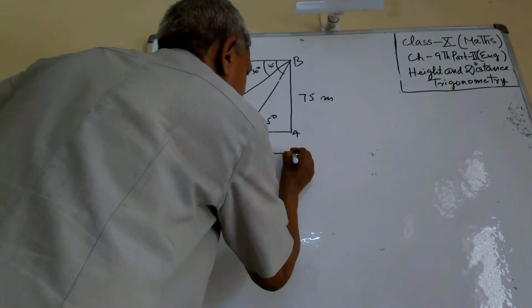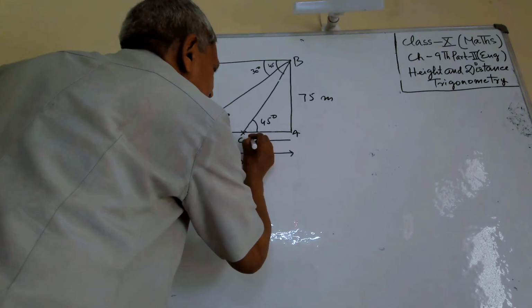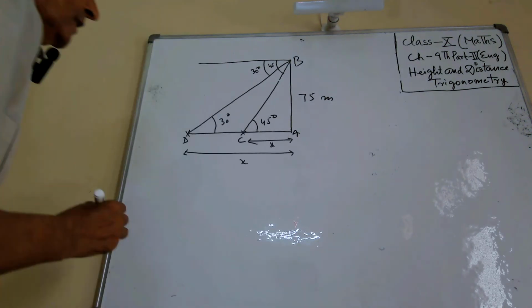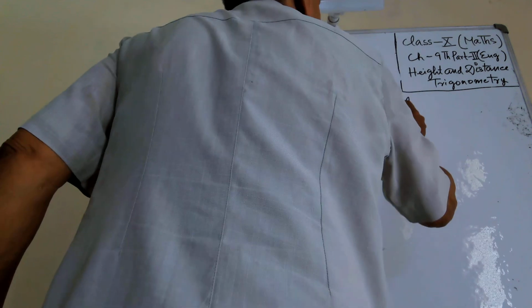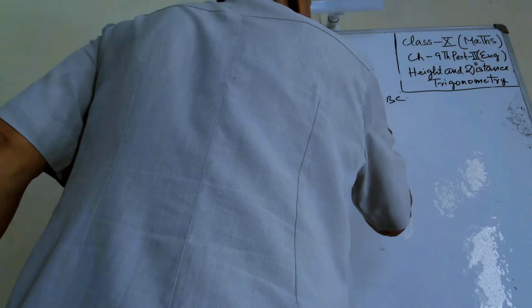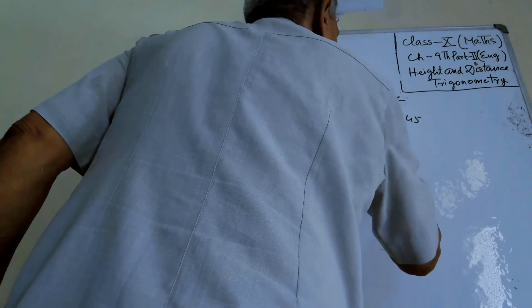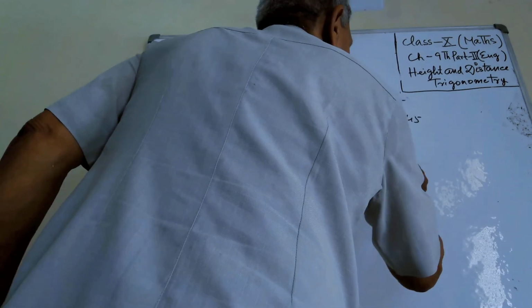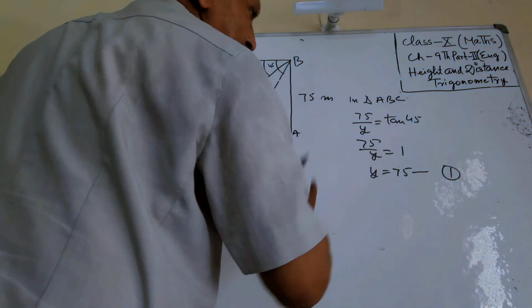Suppose this whole length is x and suppose this length is y. Now take this in triangle ABC. 75 upon y is equal to tan 45. This gives the value of y.